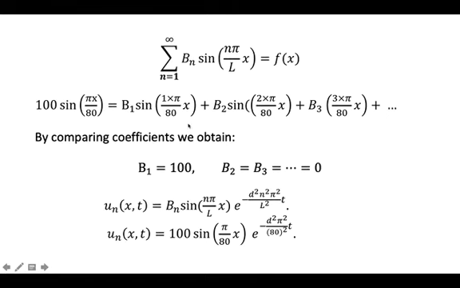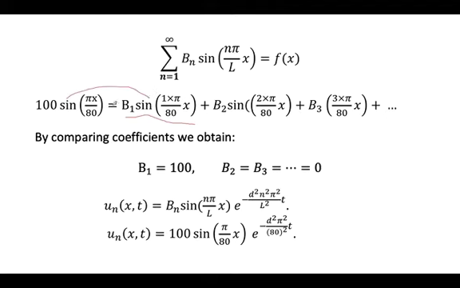So if we compare the coefficients, we see that on the left hand side we have just sine pi x over 80. There is no 2 pi, 3 pi, 4 pi or anything, just pi x. So from these terms, which term compares with this? It is the first term, because here it is pi x over 80, exactly the same as this one. All right, this one is equal to this one.